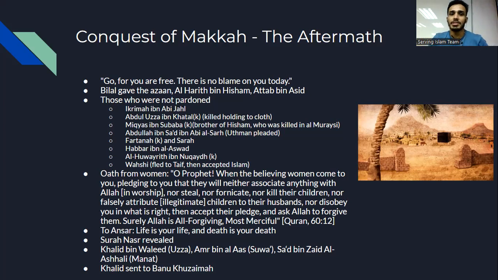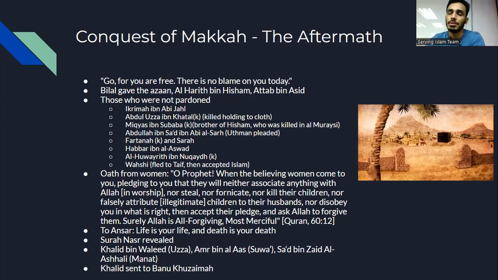And then, as I mentioned, there were 9 people who were not pardoned. There was a general pardon for everyone except these 9 people. The first in the list was Ikrimah bin Abi Jahl, and he had escaped Makkah. He had left Makkah because he was the one who led the campaign at the Battle of Uhud, and then later subsequent campaigns as well. And he also tried to attack Muslims during the conquest of Makkah. So he was a bitter enemy.